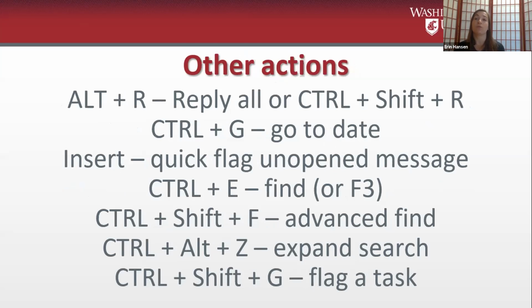These next few help you find an item, so you can simply press F3, but I personally don't use my function keys, the F keys at the top, very often, so it comes more naturally to me to use the Control-E function to move the cursor to your search bar. And you can use Control-Shift-F to open your advanced find function. You can also use Control-Alt-Z to expand your search to include your subfolders. Control-Shift-G will flag a task for follow-up.